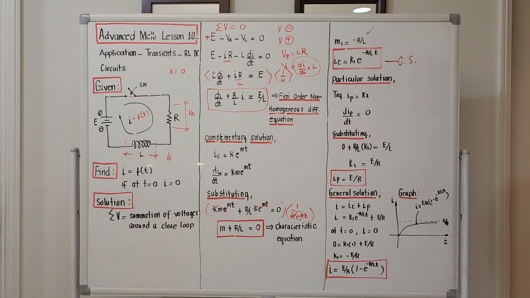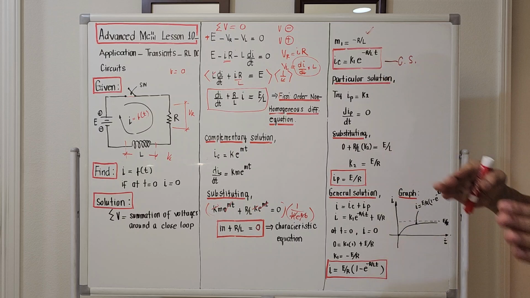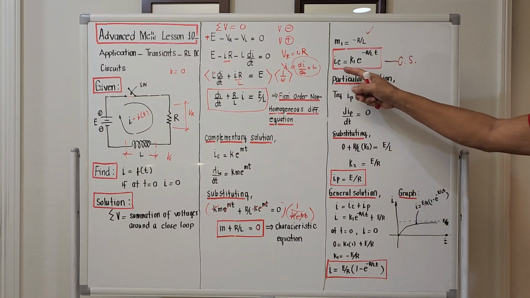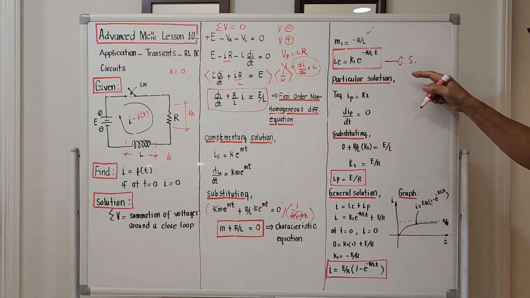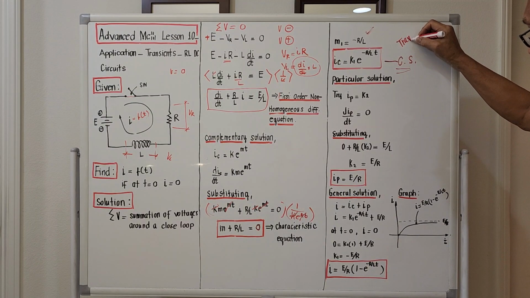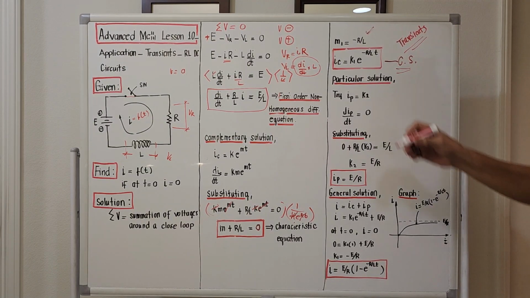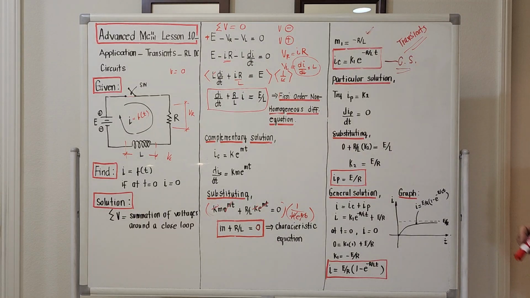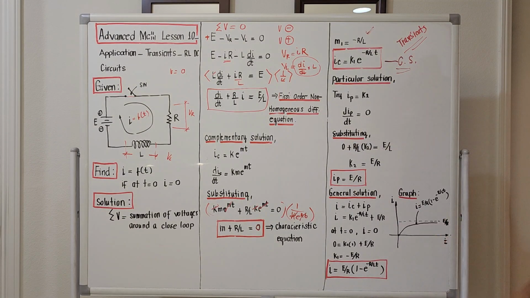The complementary solution is actually the transient part of the current. Why transient? Because it involves time. While time is changing, the value of the complementary current is changing. That's why we call this the transient part. The complementary solution is the transient part. That's why our topic tonight is transient. It involves time. Okay, let's try to bring out the particular solution.